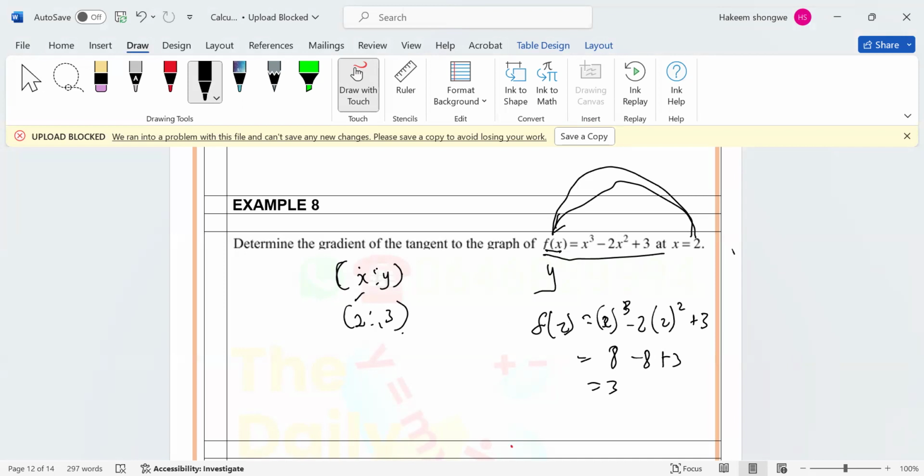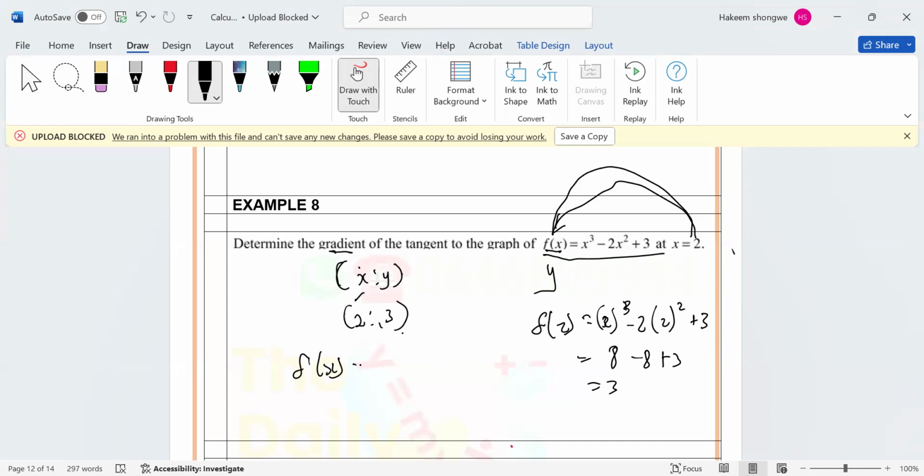What is it that they're looking for here? They're looking for the gradient. Gradient, key word. So if we are looking for the gradient, it means they are talking about f prime of x. They're not talking about f of x. Once you see the word gradient, we are not talking about f of x, but f prime of x.